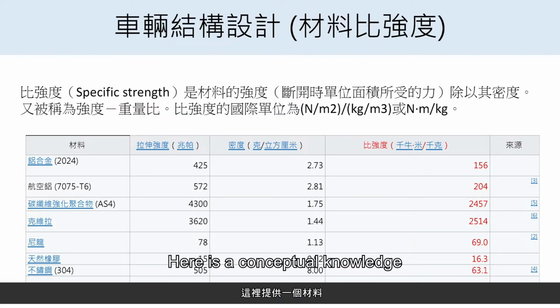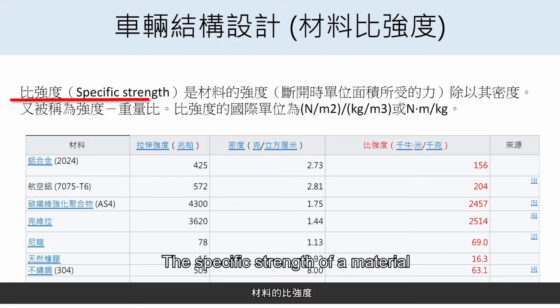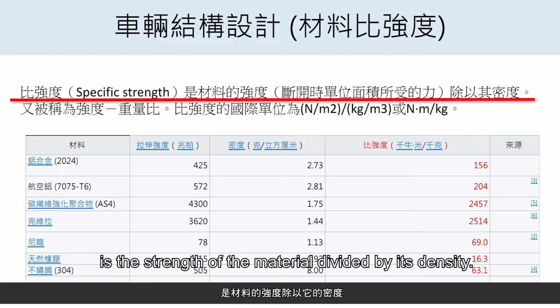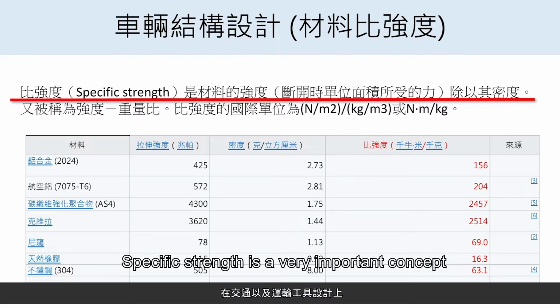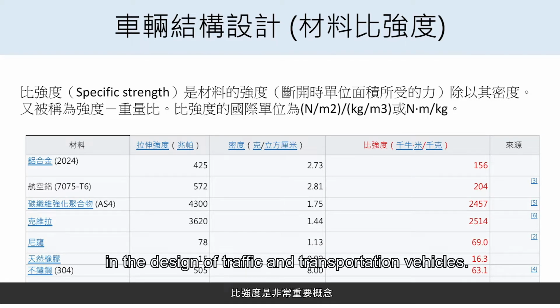Here is conceptual knowledge of the application of materials in structural design. Specific strength of a material. The specific strength of a material is the strength of the material divided by its density. Specific strength is a very important concept in the design of traffic and transportation vehicles.